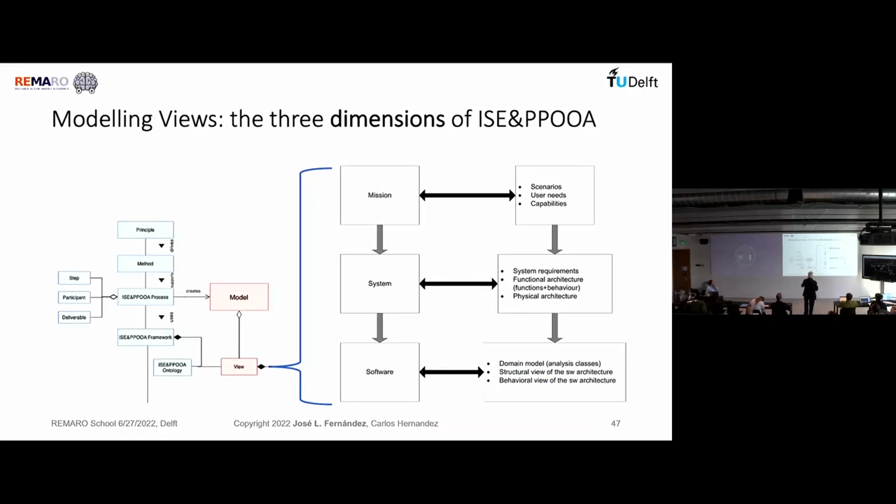So these diagrams are grouped in three dimensions. The mission dimension, related to how the system interacts with the external world. The system dimension, inside the system, and the software dimension if you have software parts. So you have three dimensions: external, mission; internal, system; software intensive, software. You have to work with deliverables in the three dimensions.